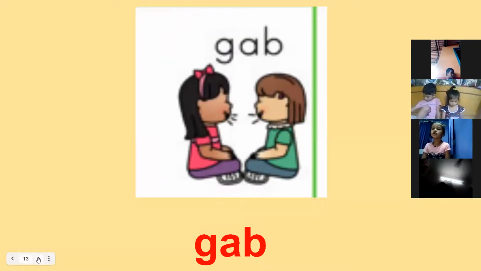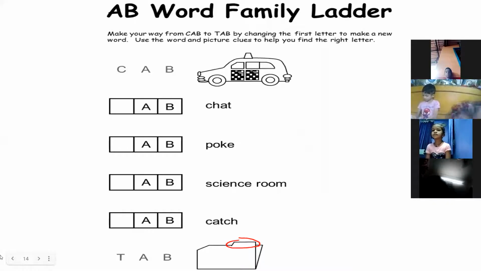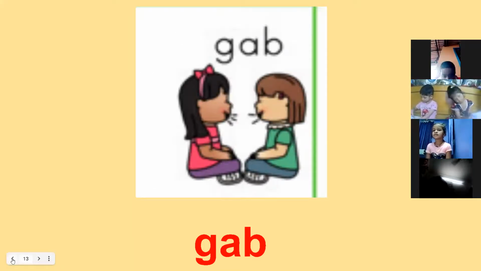Anvi, read this word. Look here on the screen. What is this word, Anvi? Read this word. Gap. Gap, and how do you read this word? What is the first sound? G. Gap. Okay, gap karna matlab kya hota hai? You can see here there are two girls and they are chit chatting. They are chit chatting. Okay.